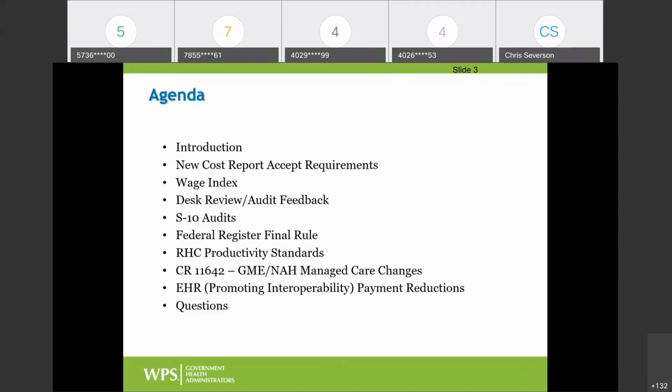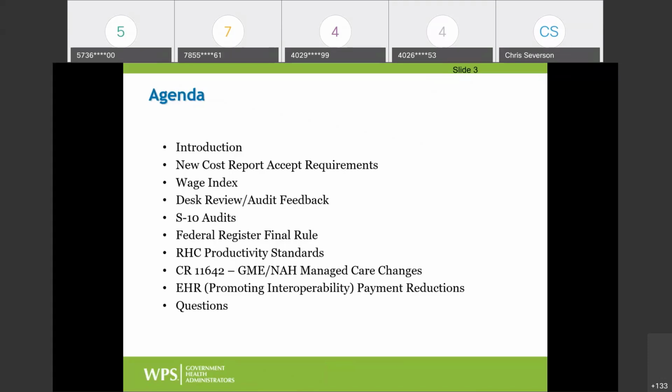We will talk a little bit about the wage index process that's going on. We'll talk about the desk review and audit feedback, the S10 audit process. We'll spend some time there. We'll talk about the Federal Register final rule, just a few highlights from that. We'll spend a couple of slides on the RHC productivity standards. And then one thing I did want to spend a fair amount of time on is the new change request 11642, dealing with the GME, Nursing and Allied Health, Managed Care changes.